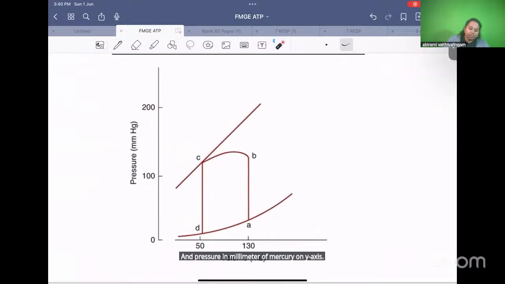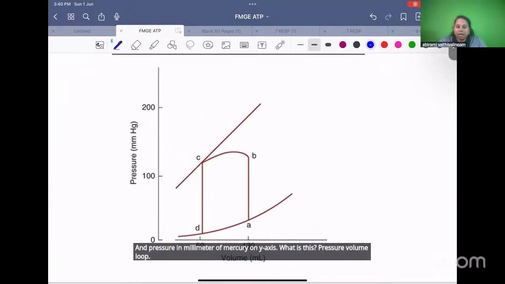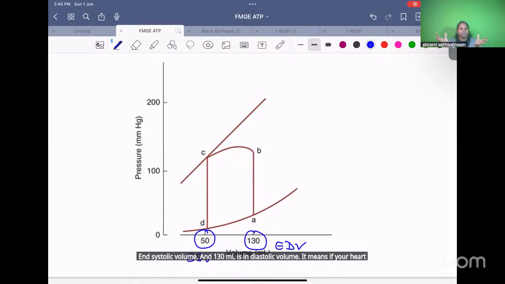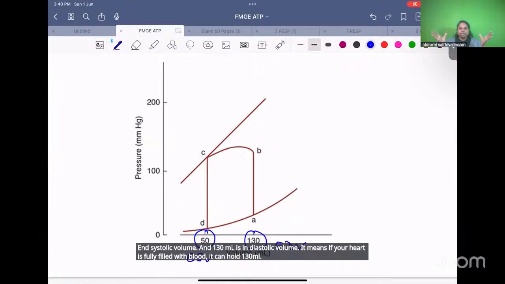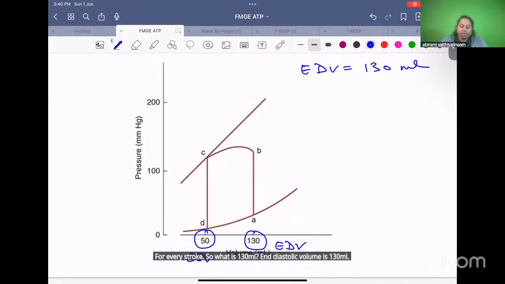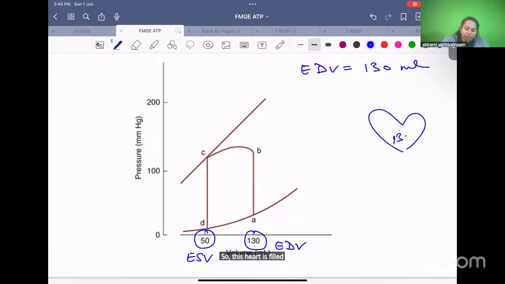What is this pressure volume loop? I'll just mark the parts of the pressure volume loop. 50 ml is called end systolic volume and 130 ml is end diastolic volume. It means if your heart is fully filled with blood, it can hold 130 ml. End diastolic volume is 130 ml. So this heart is filled with 130 ml.